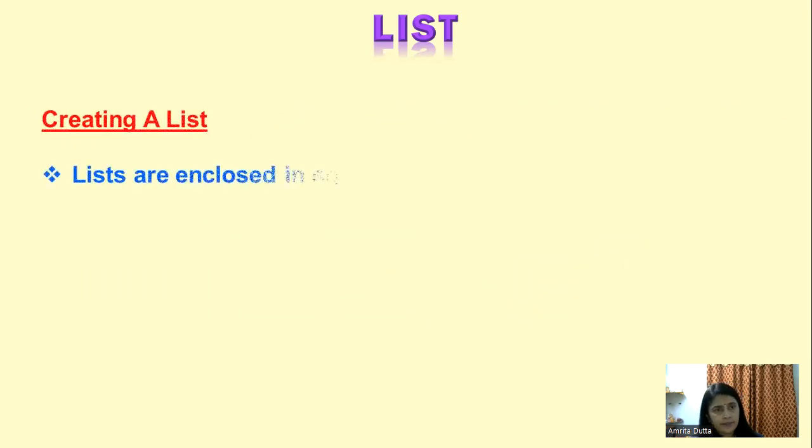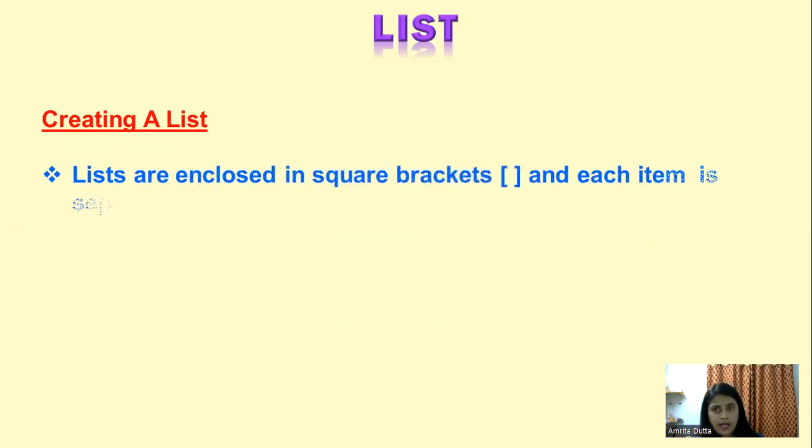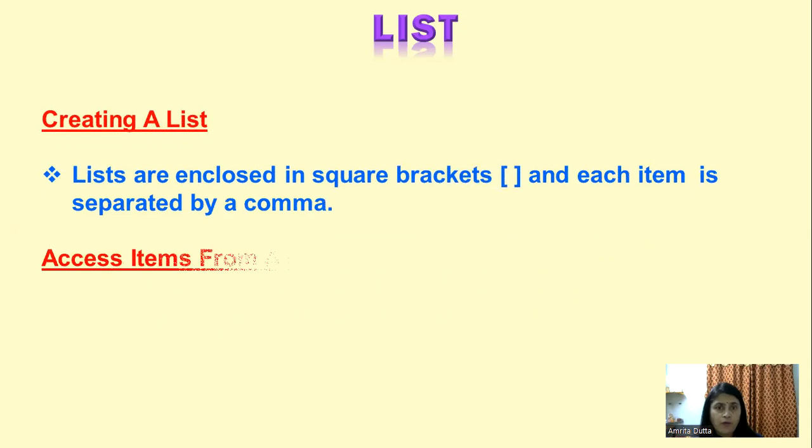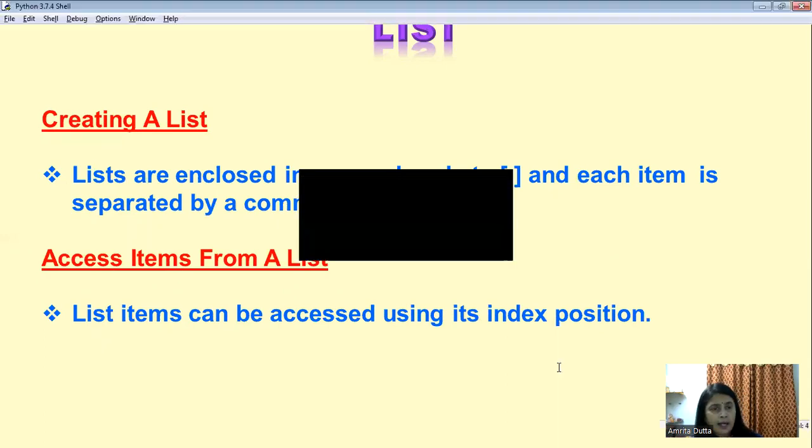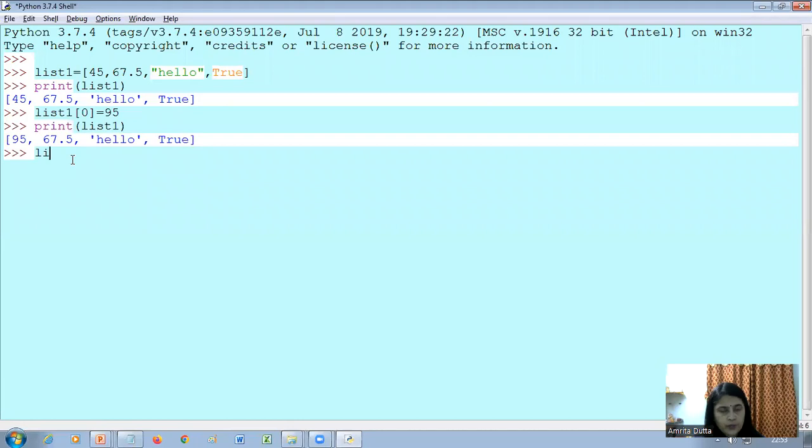Now, how to create a list? Lists are enclosed in square brackets and each item is separated by a comma, that we have already seen just now. How to access items from a list? List items can be accessed using their index position. Now let us see how. For example, I would like to access the third element from this list, list1. So I can take the name of the list and in square brackets, the third element means 0, 1, 2. That means the index 2. So what is the value in it? The value in it is hello.